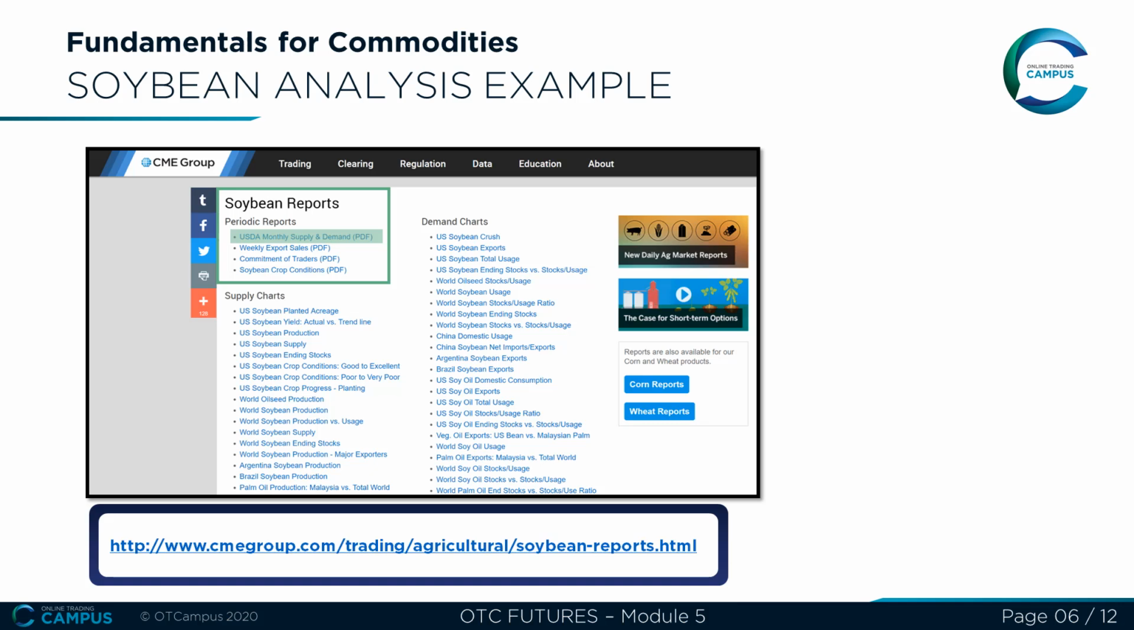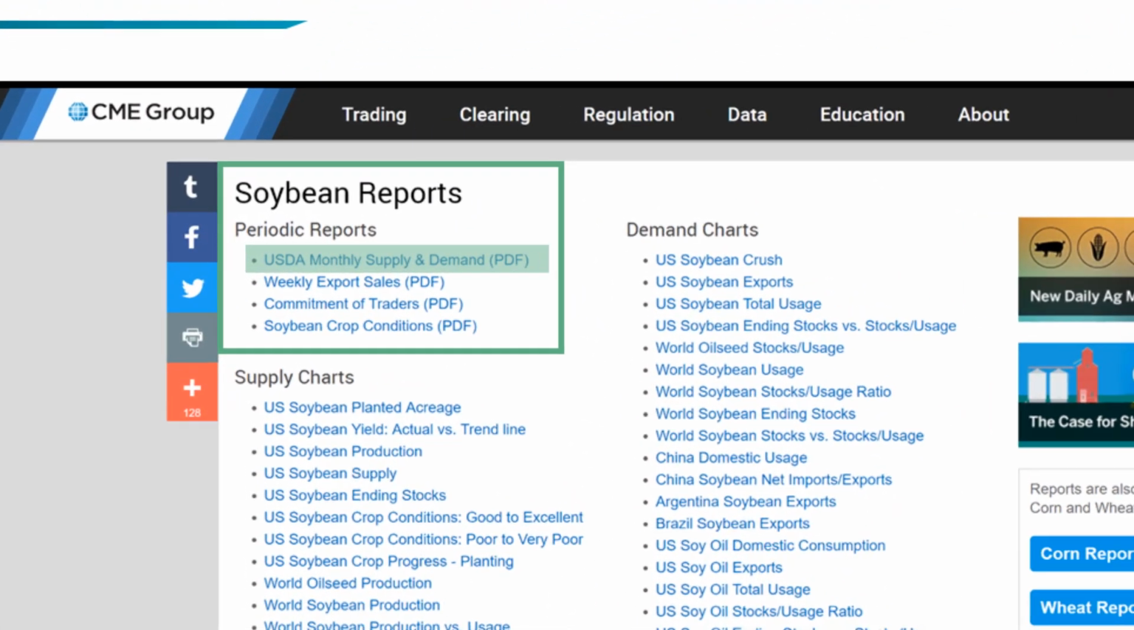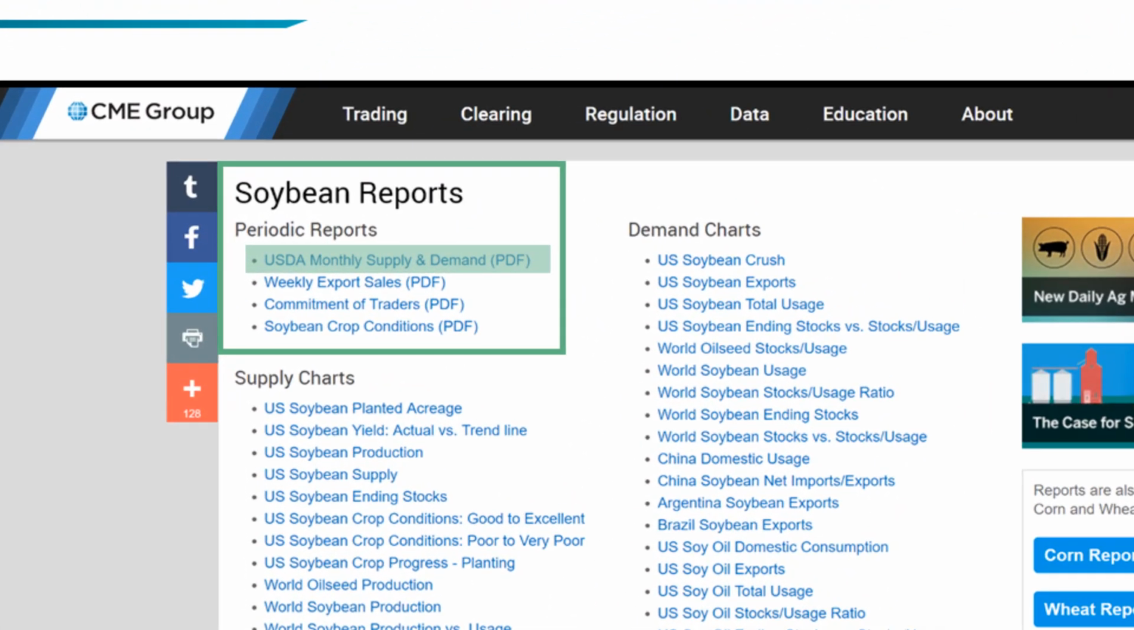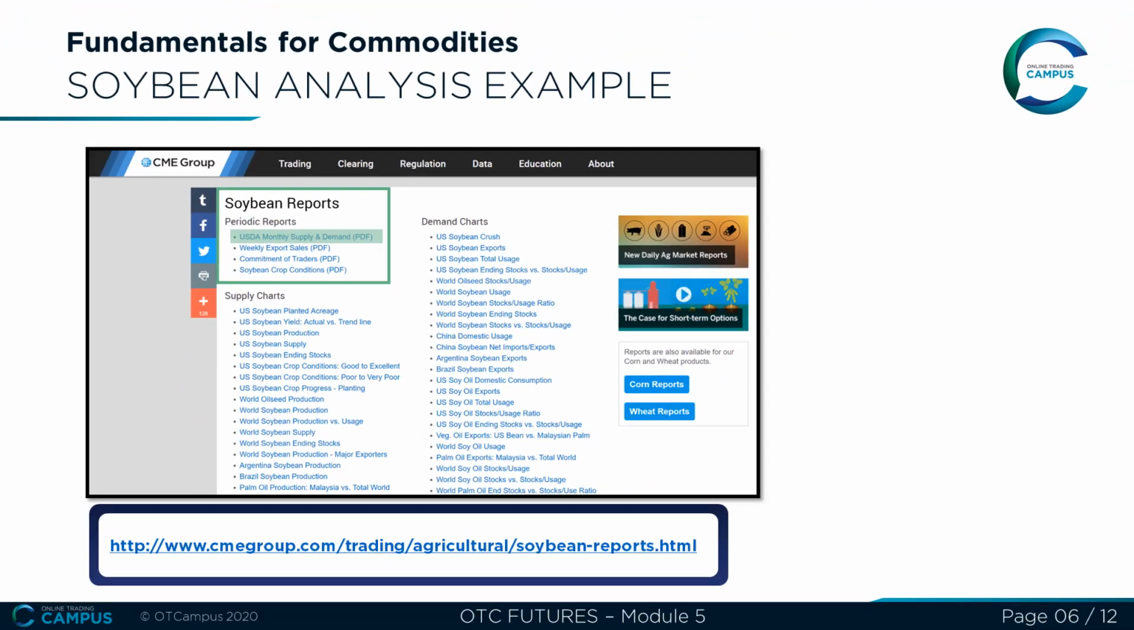In this example, when we look at soybeans report, we have periodic reports that we can look at. For example, the USDA monthly supply and demand. That would be good to know. There are other things like supply charts. So if you want to know what the supply is for soybeans, you have a whole list of charts you can look at there. Demand charts, same thing there. These are reports that are more specific to demand. And then we have other reports for corn, wheat, and there's many other examples in this particular website here.